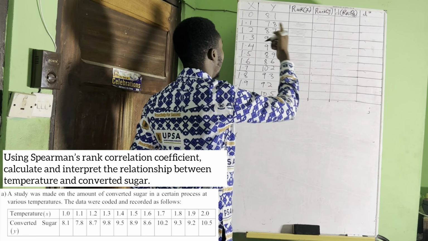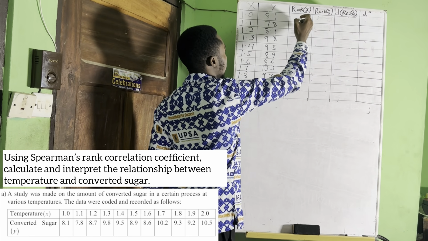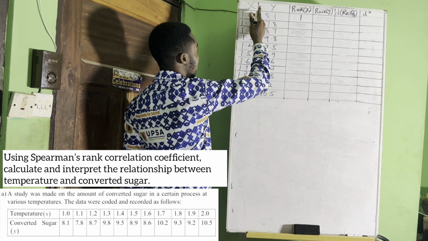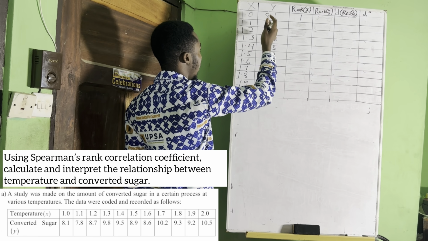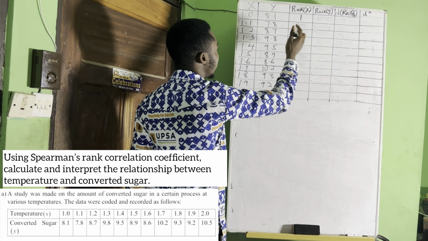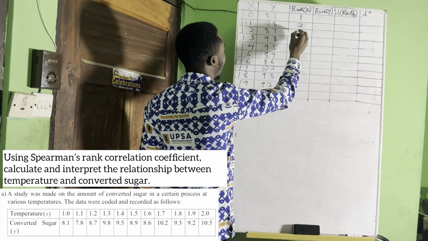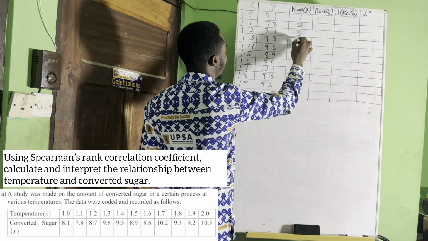So the first one is 1.0. That's the smallest number here, so we say that is 1. Then the next one, which one is bigger than 1.0? That is the closest, the bigger one, you get it. So the next one is 1.1. That would be our 2. Then the next bigger one, which is 1.2, will be our 3. Then the next one, 1.3, will be our 4.